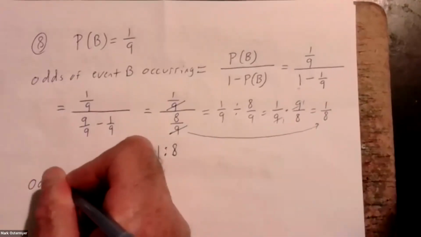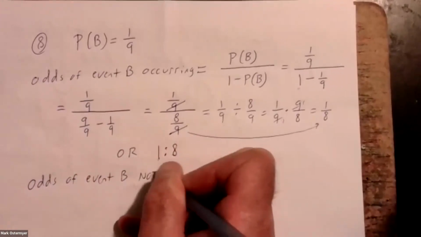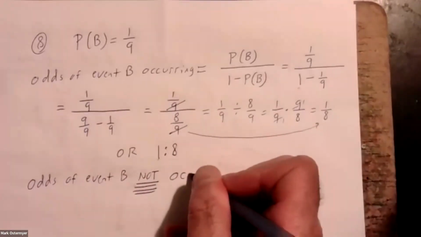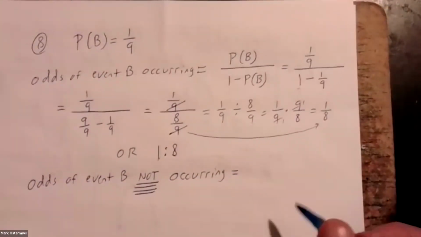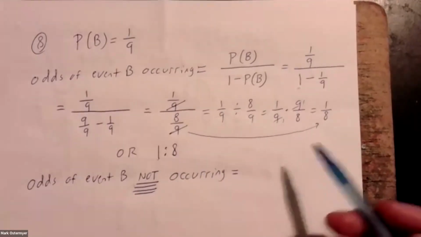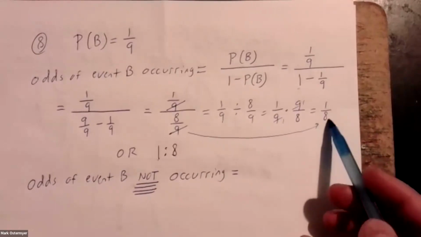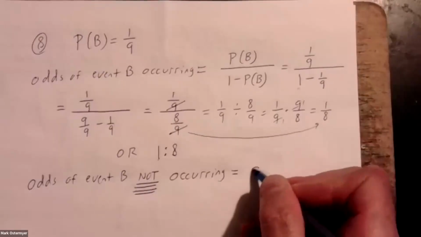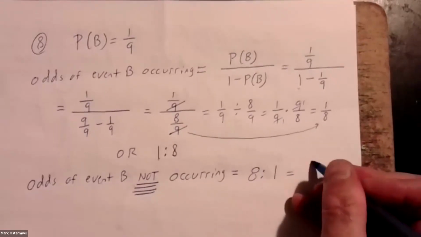So what would be the odds of event B not occurring? What do you think? How can I use the odds of event B occurring to determine the odds of event B not occurring? What do I got to do? Simple thing. Take this and just what? Flip it. The odds of event B not occurring would be 8 to 1. 8 to 1 odds. There you go. Or as a fraction, it would be 8 over 1.